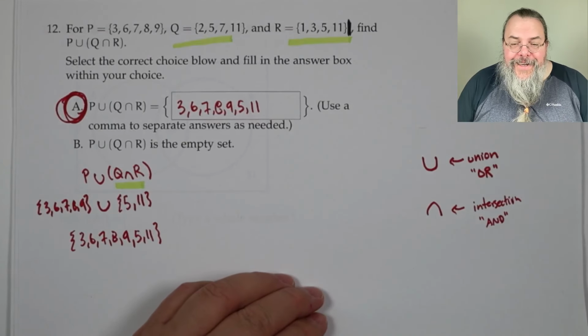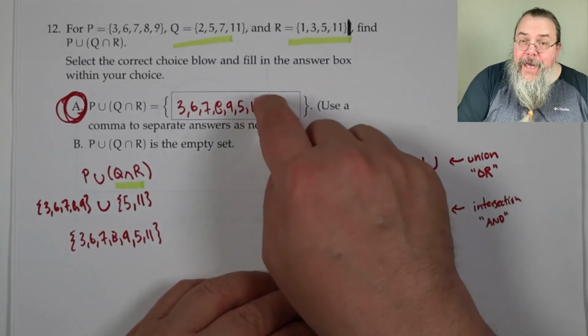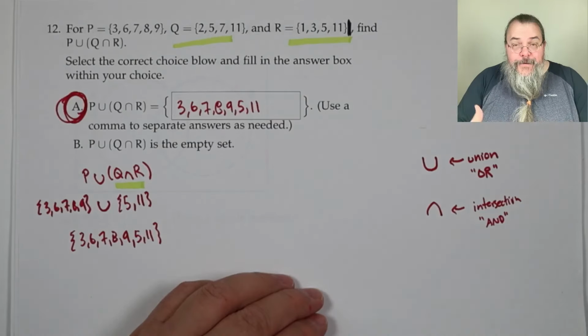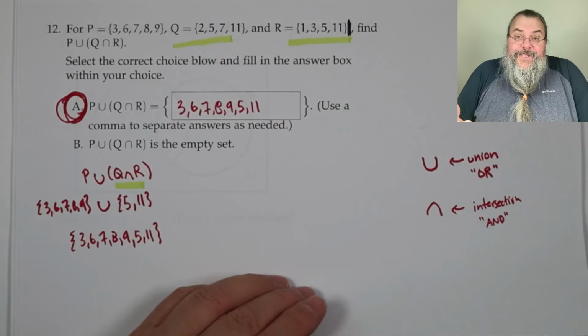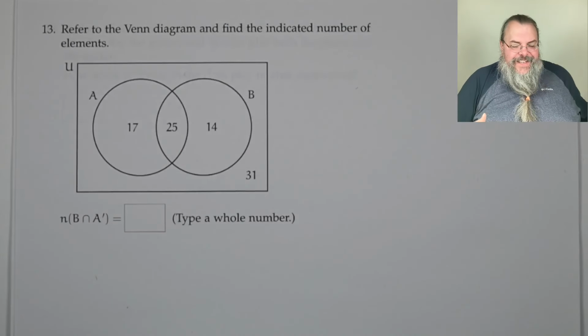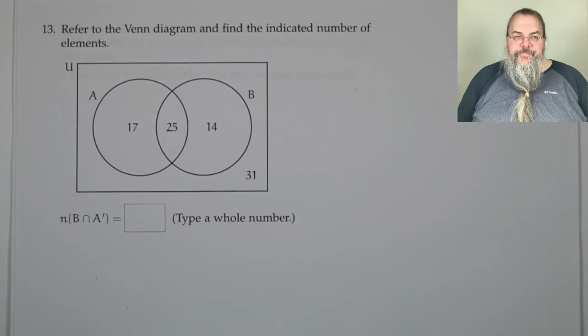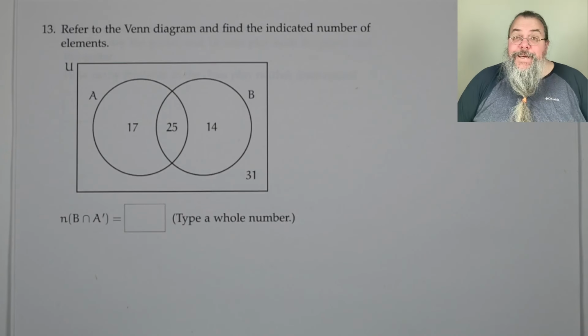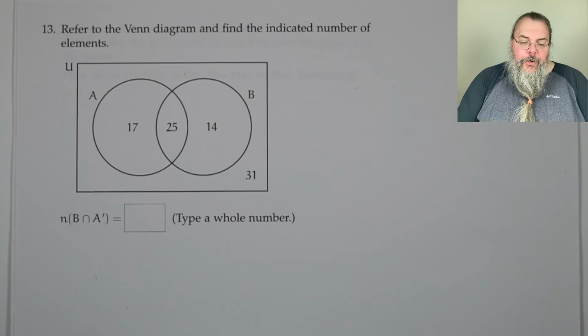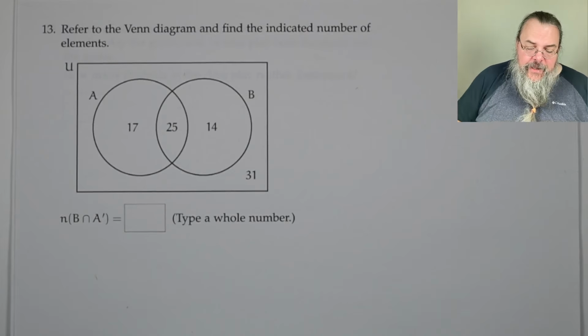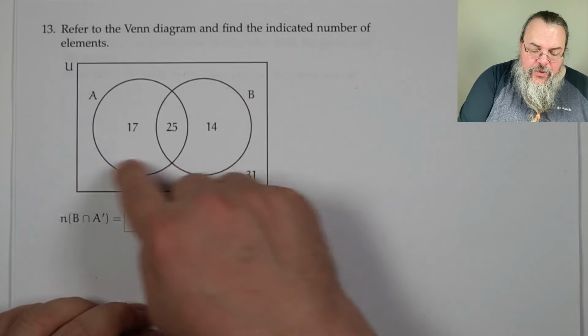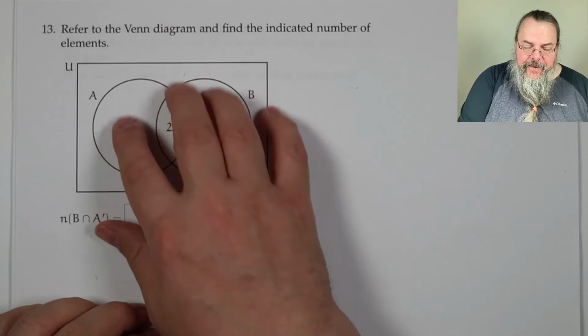Oh, I like that problem. Maybe we'll get that on the test. Well, probably something very much like that will be on the test, right? That's sort of the point. All right, number 13. Refer to the Venn diagram. So the Venn diagram is where you have the 2 intersecting circles. So this is the Venn diagram.